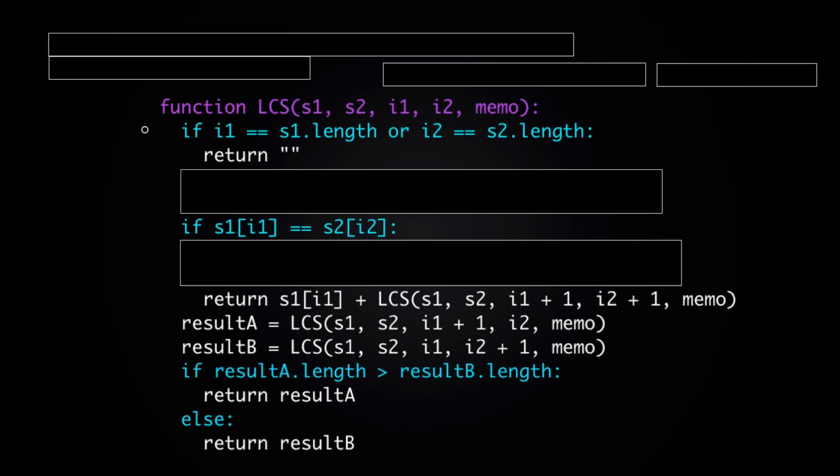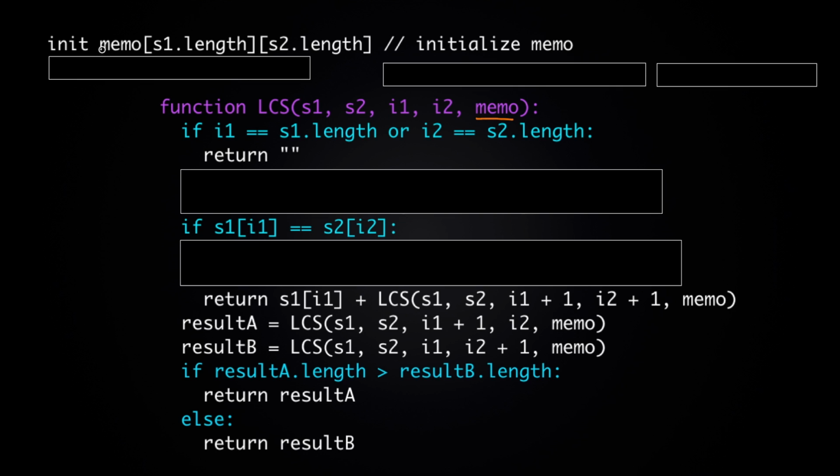Okay, so this is part of the dynamic programming solution code. And it's pretty much exactly the same as what we saw earlier, except for this additional argument that I added here called memo. This is going to be a two-dimensional array that's going to store the return values of this function, LCS. And so before we call this function, we're going to have to initialize a new two-dimensional array whose size is going to be s1.length by s2.length.